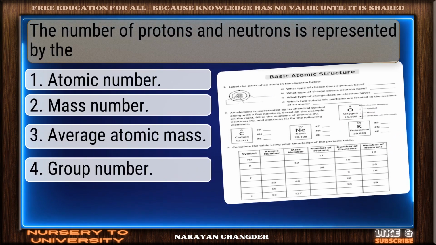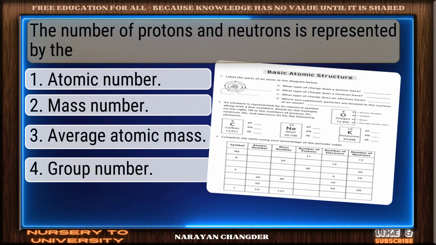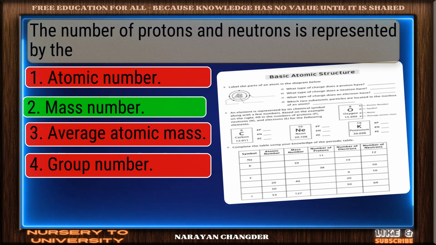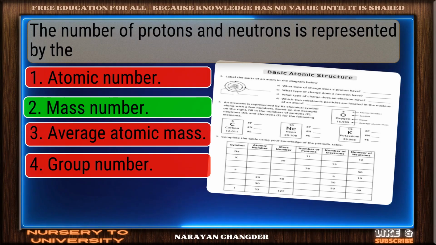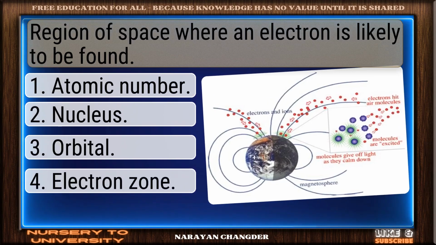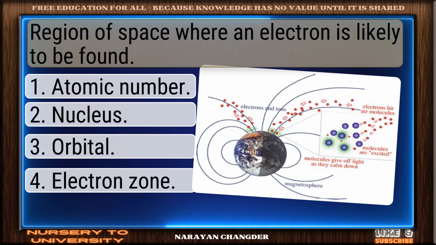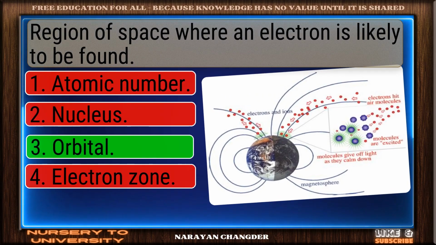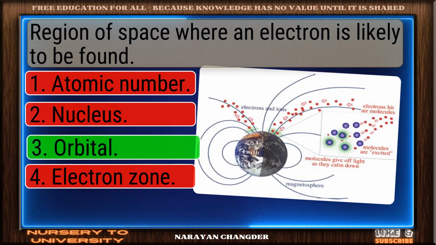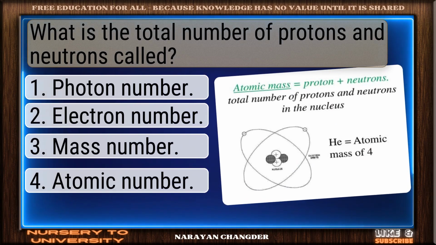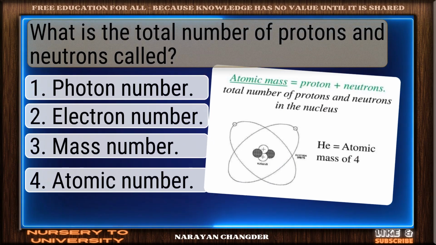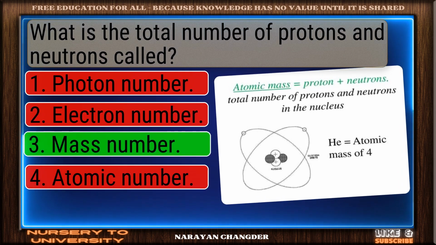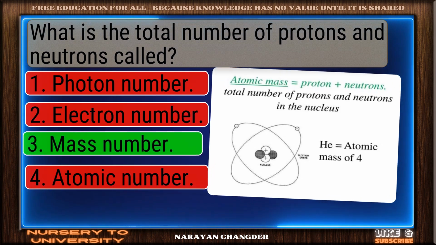The number of protons and neutrons is represented by the dash. Smart move. Mass number is an accurate answer. Region of space where an electron is likely to be found. You chose orbital, and it is correct. What is the total number of protons and neutrons called? Correct. Mass number is the right answer.